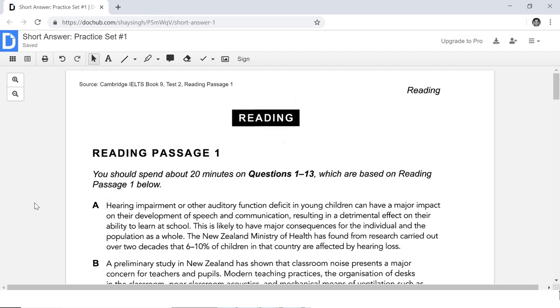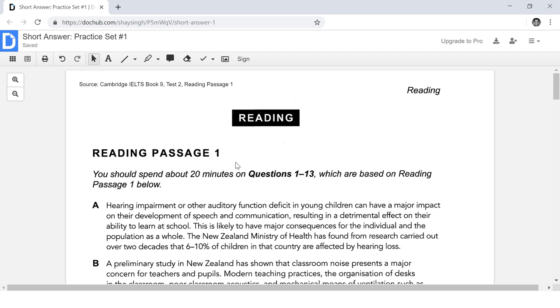Alright, so now that you know the basic strategy for answering the short answer question type, now I want to show you a genuine exam question, and I want to do this for you as you would do this in the exam itself. So here is our reading passage, and this reading passage comes from the Cambridge IELTS book, book number 9, test number 2, and this here is reading passage number 1.